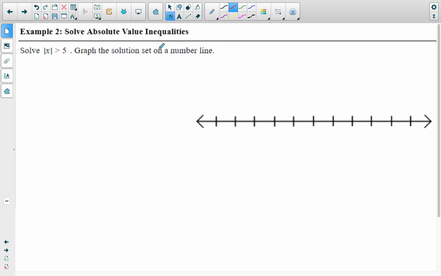Okay. Example 2, we're going to solve this inequality. The absolute value of x is greater than 5. Graph the solution set on a number line. So this is a greater than, so this is going to be an or. Okay, so x is greater than 5. I just kept the symbol the same. I kept the number the same. Then I'm going to write the word or x, and for the negative option, the negative case, I'm going to flip the inequality symbol to a less than, or x is less than negative 5.